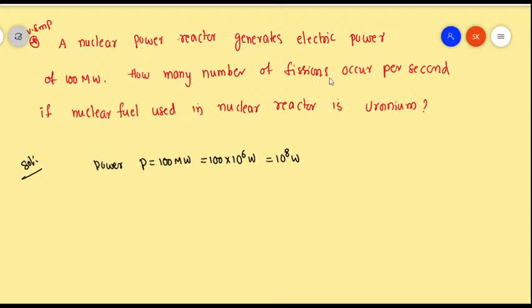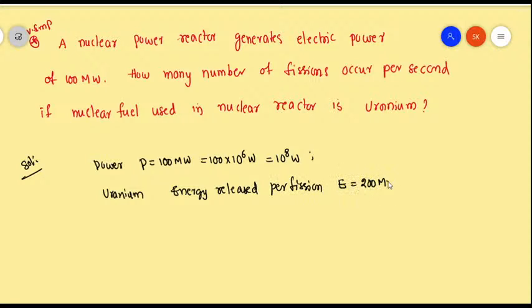What they are asking here, how many fissions occur per second? Means the number of fissions per second we have to find out. And the sample used is uranium. Uranium, how much energy is released in each fission? You know that one? Energy released per fission in the uranium is what? In one splitting, the energy released is 200 mega electron volts.